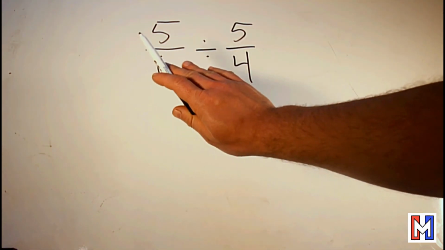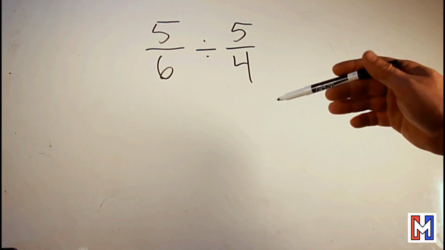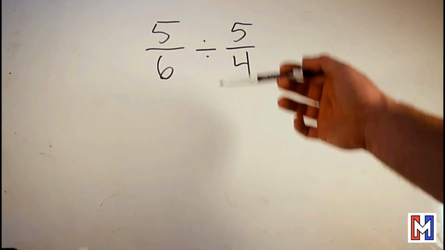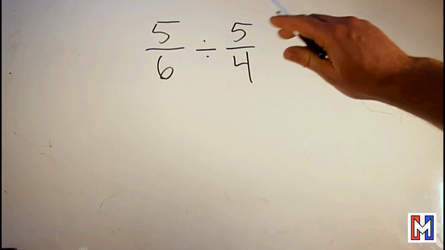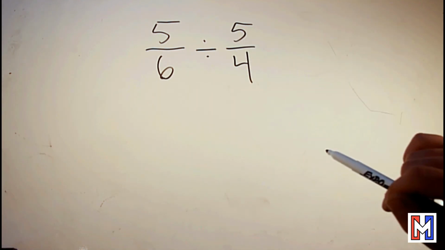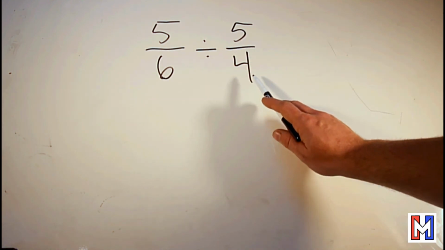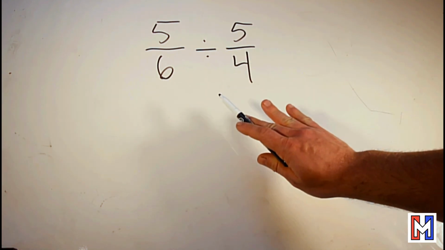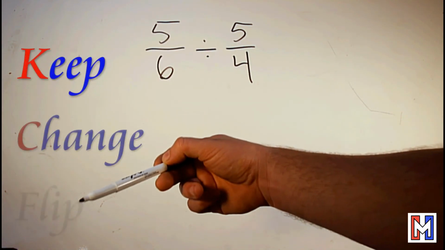You'll notice that one of these is an improper fraction. Now I already changed a mixed number to an improper fraction for you, but if you're faced with a mixed number, you just change it to an improper fraction. All right, so in this problem, we're going to do 5/6 divided by 5/4. Same process applies. We're going to keep, and then change, and then flip.